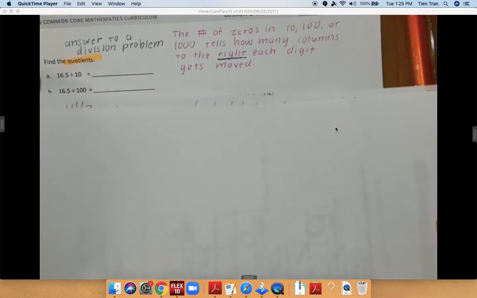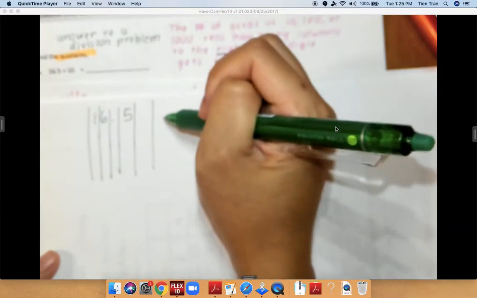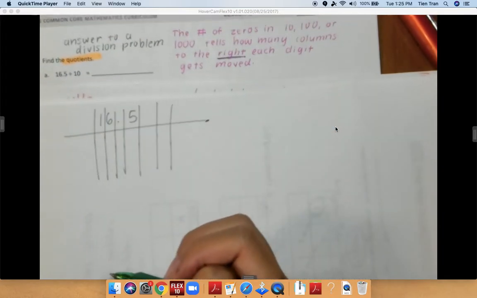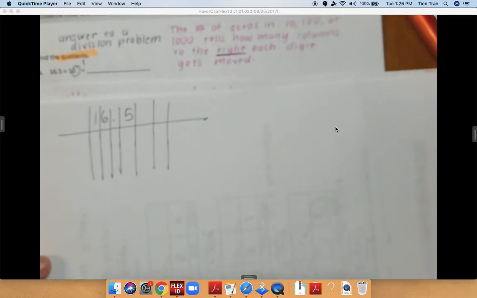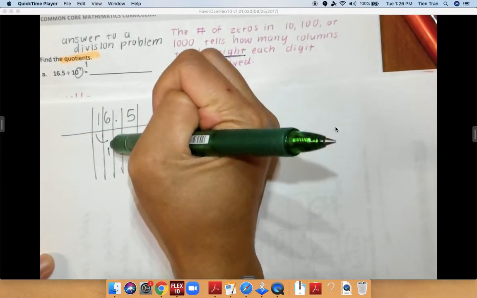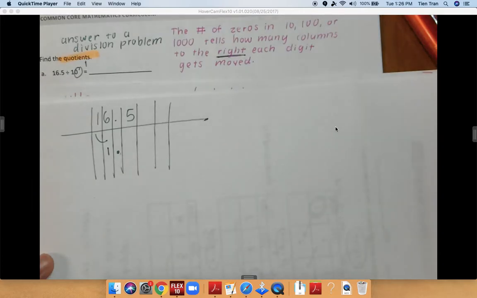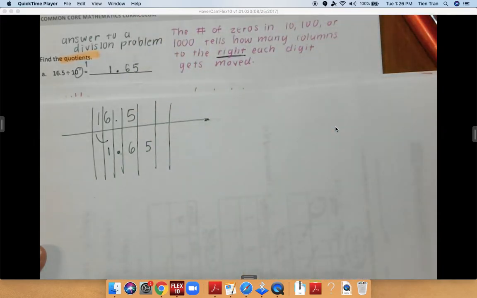So the first one we have here is 16.5, okay? I'm going to make sure they have their own place values, and for this one I'm dividing, so my numbers are going to get smaller. So I have divided by 10. That means that my number is going to move 1 time because there's only 1 zero. So I'm going to move the 1 over and add all of my other numbers. I have 1. Don't forget to put your decimal. The decimal never moves. It stays at the same place. And then I'm going to put my 6 and my 5. So my new answer is 1 and 65 hundredths.